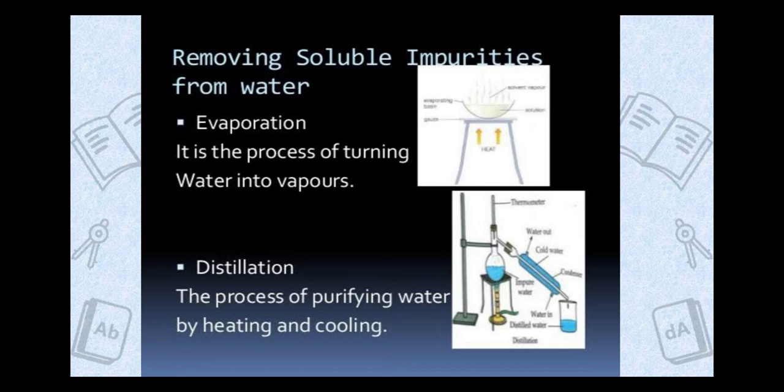When these impurities are dissolved in water, this becomes a solution. That is, salt is called the solute and water is called the solvent. When salt is dissolved in water, it is called a solution. Now, the first method is evaporation. It is the process of turning water into vapors. The second method is distillation, the process of purifying water by heating and cooling.